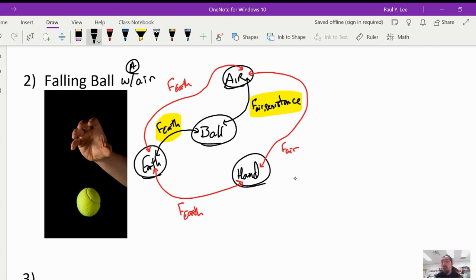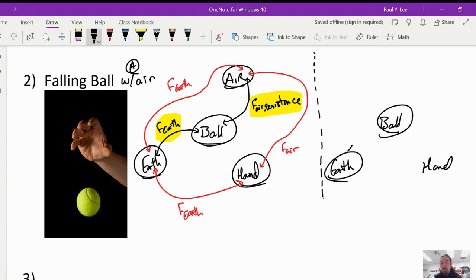Now let's do a similar one, but the ball is falling and there is no air resistance. I'm here to tell you, most of the problems that we solve will be with no air resistance. So if there's no air resistance, we have the ball, we have the Earth, and we have the hand. It looks a lot like our other problem, so I'm going to skip a couple of steps here. The only force that is interacting with the ball is the force of the Earth.